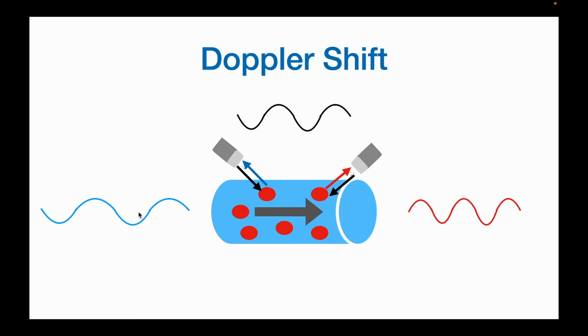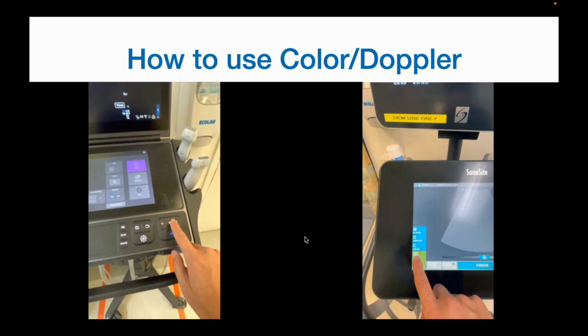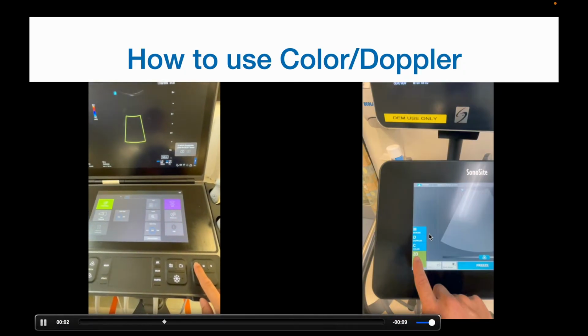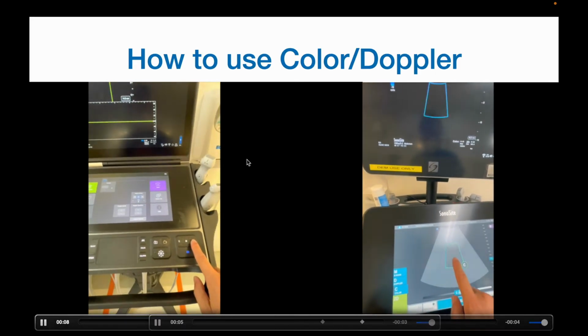Now this can be displayed on the machine in a qualitative manner to allow for localization of flow in a scan plane, for example, or it can be used to estimate precise velocities in quantitative or spectral Doppler. So how do you use color or quantitative Doppler? On both machines, pushing the C button here and here will give you the color or qualitative form of Doppler, while pushing the D button here or here will give you the quantitative version or spectral version of Doppler. Within both modes, you can use the trackpad here or the touchscreen here to align the sampling box or the sampling gate.